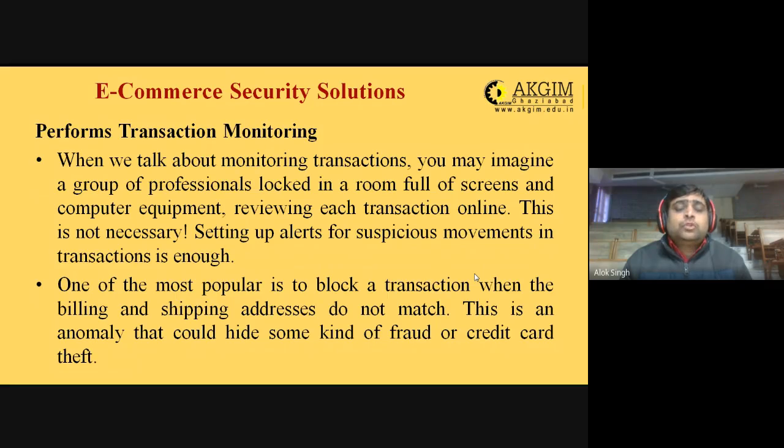Okay, so one of the most popular is to block a transaction when the billing and shipping addresses do not match. It means while a customer is placing an order, if the billing and shipping addresses are not the same, the transaction may be fake, or you should put an alert to your client, to check whether it is different as per their requirement, or it is just an outsider attack. So this is an anomaly that could hide some kind of fraud or credit card theft.